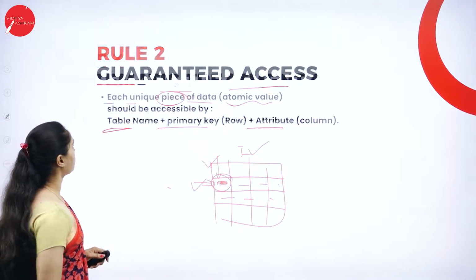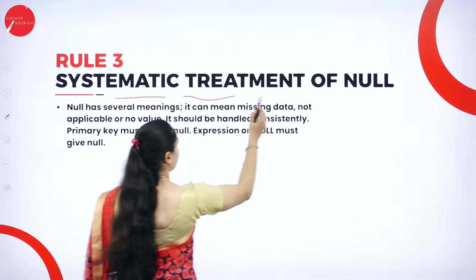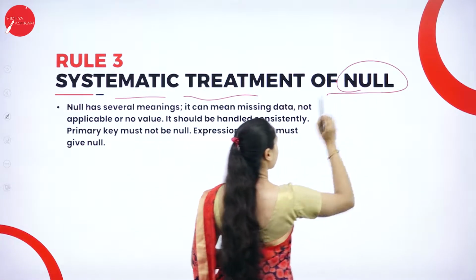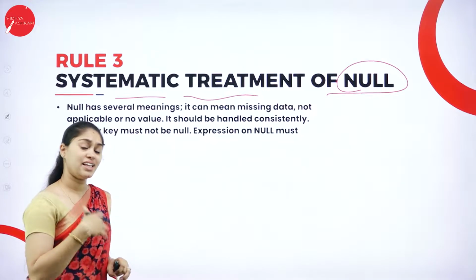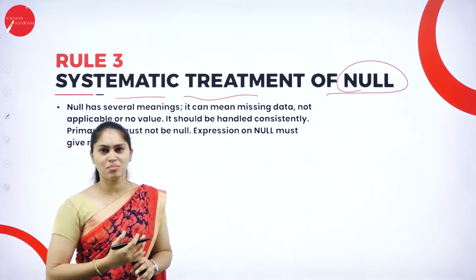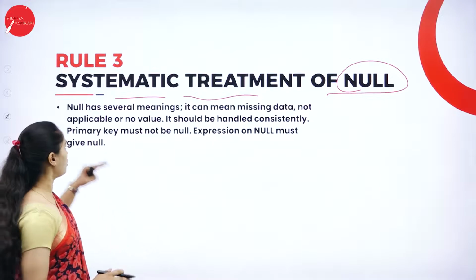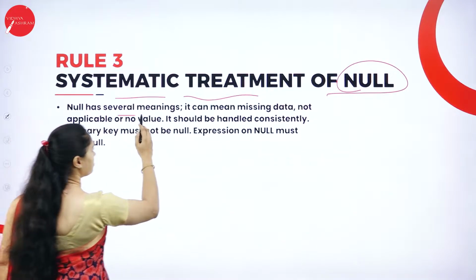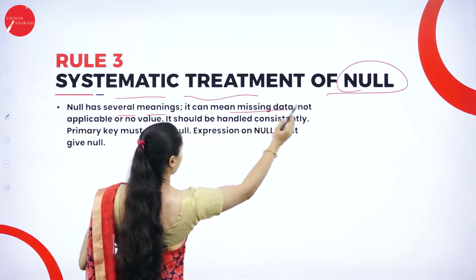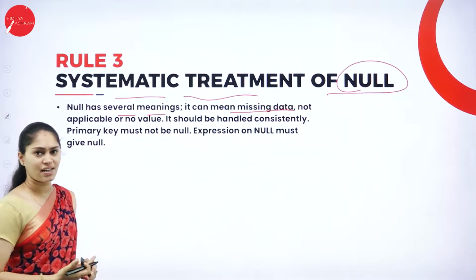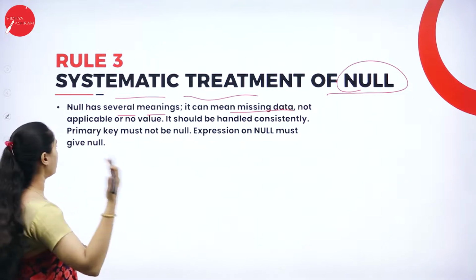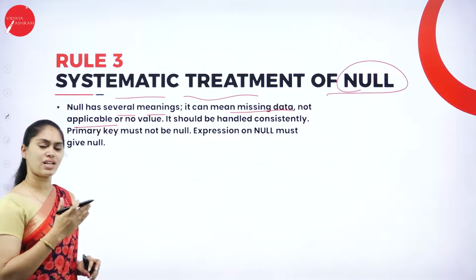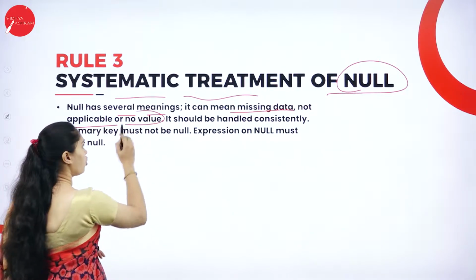So now we'll see rule 3, that is systematic treatment of null. If I say null, there are several synonyms in the database, so null is going to have several meanings. It can be related to missing data. Even missing data is considered a null, and even not applicable data is considered a null, and even no value for that.